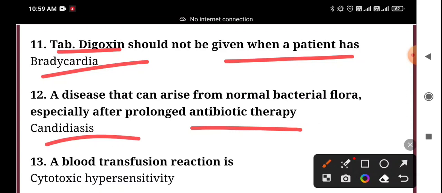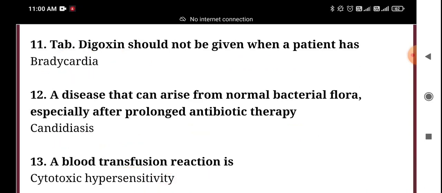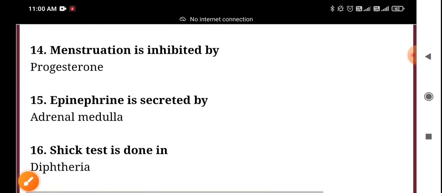So next question. A blood transfusion reaction is also called cytotoxic hypersensitivity. A blood transfusion reaction is cytotoxic hypersensitivity. So, coming to the next questions.